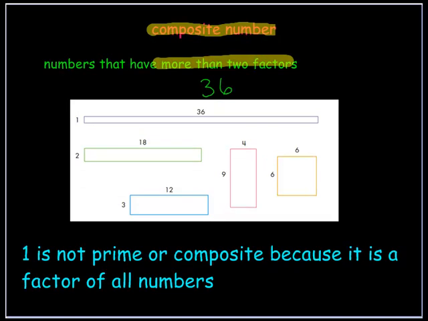Now here's the deal. The number 1 is not prime or composite. The reason being because it is a factor of all numbers. The number 1 can go into all numbers, all whole numbers. So that is the reason why it's not considered prime or composite.